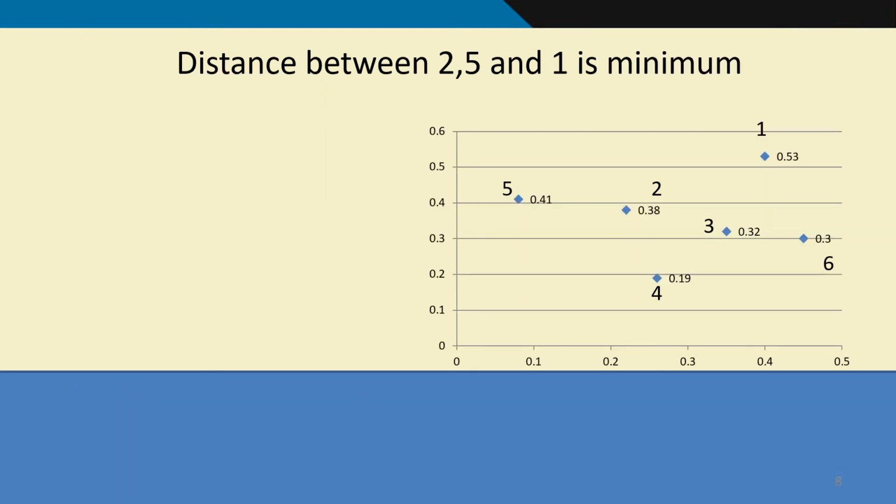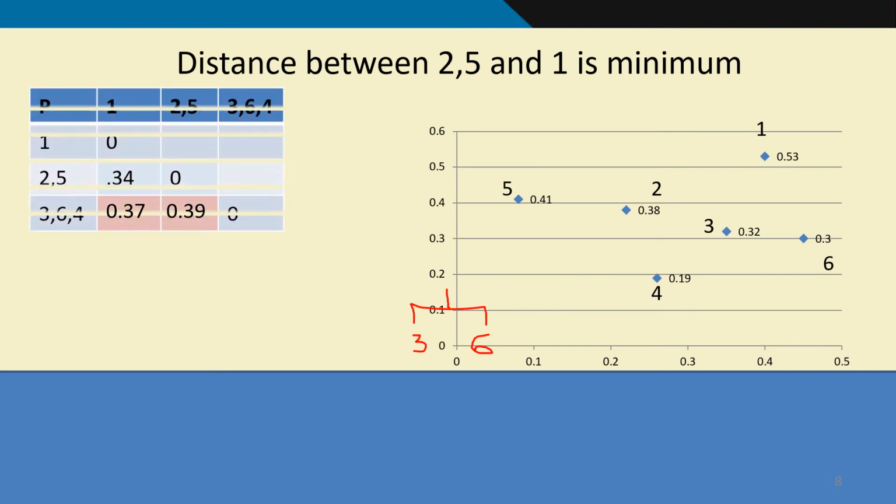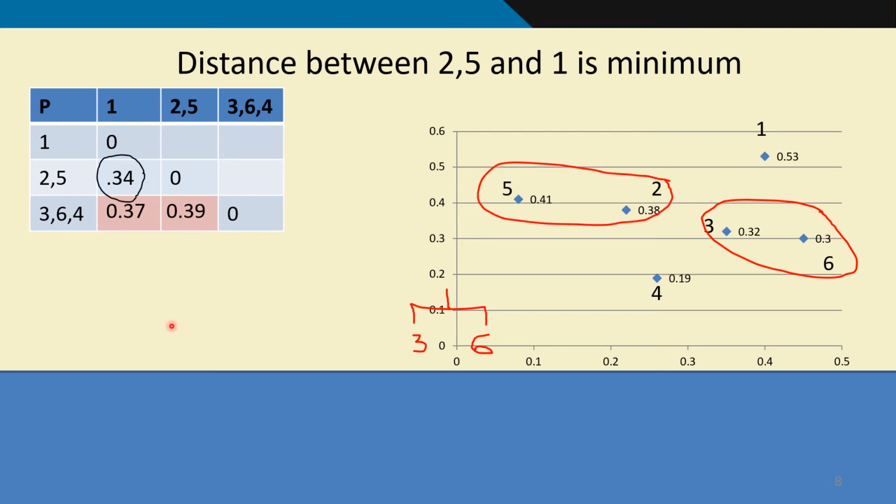Now again we have to see the latest distance matrix and move ahead. So now what we find is that the least number available in this matrix is 0.34. So we would be combining 2, 5 with 1. So the matrix would look like this. This is the cluster already that was made. Now we are going to combine 2, 5 and 1.